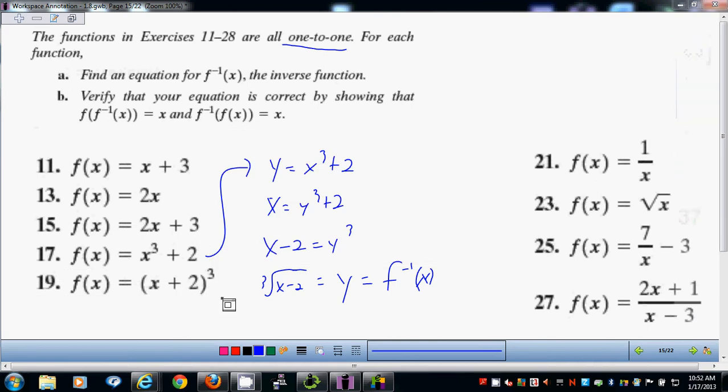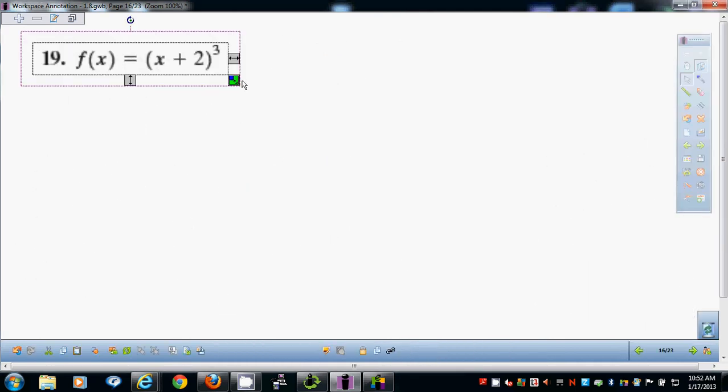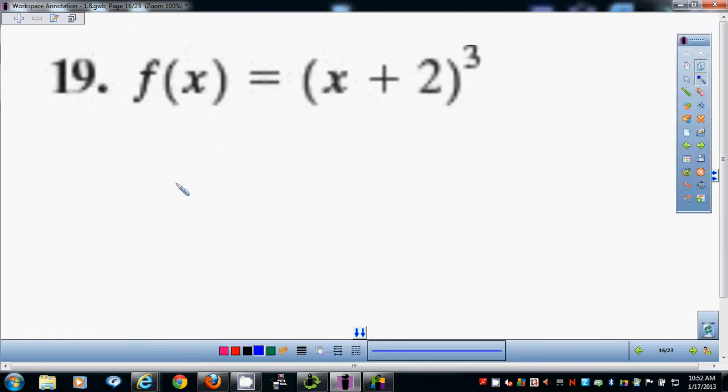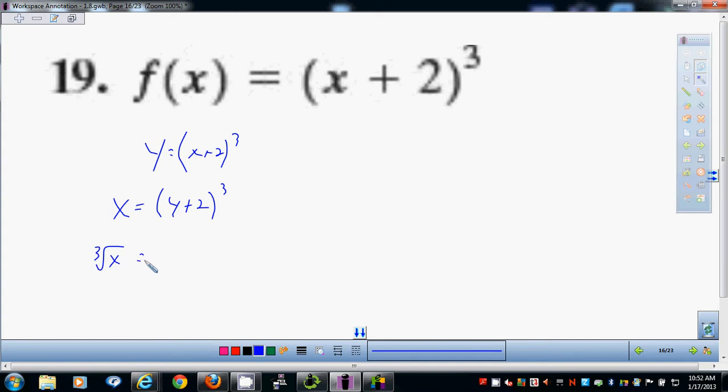So you switch them. That's x equals y plus 2 cubed. What's my first step here? Cube root. That's right. Then what do I do? Subtract. And that is your inverse function. Questions on that problem? Is there another one somebody would like to see worked other than 27? We'll do that one in a second.